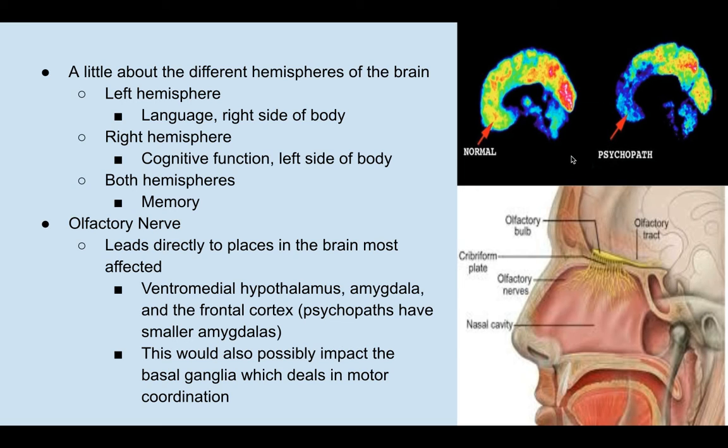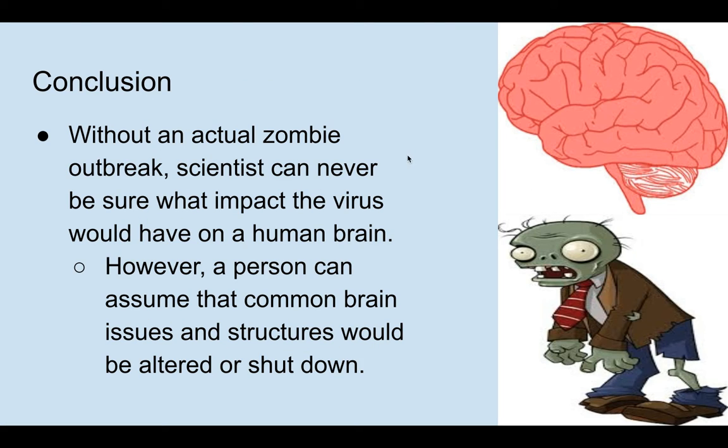And then we have the frontal cortex, which is responsible for problem solving, morality, and impulsive actions. And this would also impact the basal ganglia, which deals in motor coordination. So, in conclusion, without an actual zombie outbreak, scientists can never be sure what impact the virus would have on human brains. However, a person can assume that common brain issues and structure would be altered or shut down.